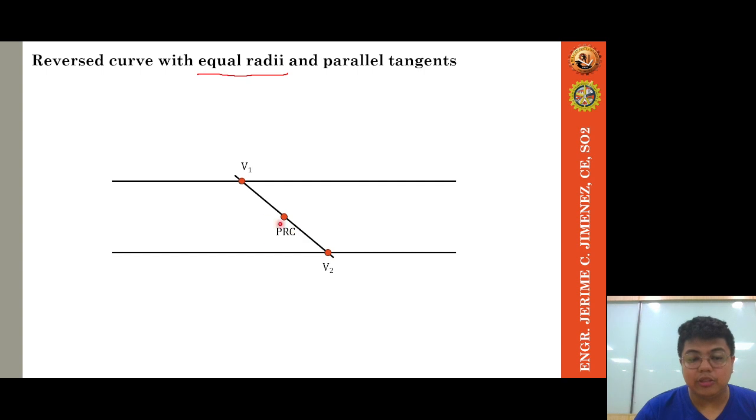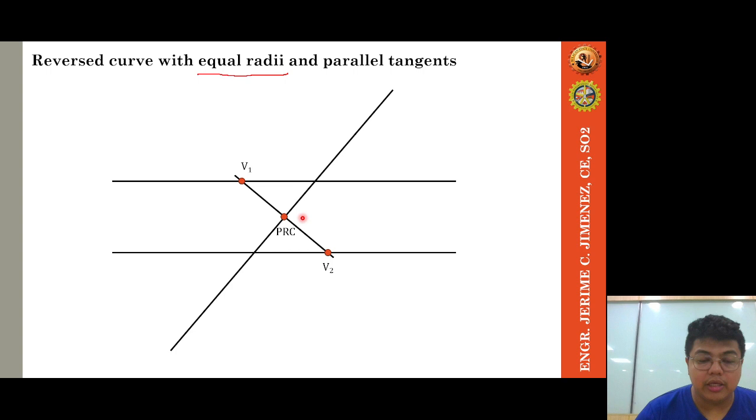Okay? Once you have positioned PRC, we draw what we call the common radius. And this common radius is perpendicular to the common tangent. Again, the common radius is drawn perpendicular to the common tangent. Okay? So the angle between them should be perpendicular, or 90 degrees.